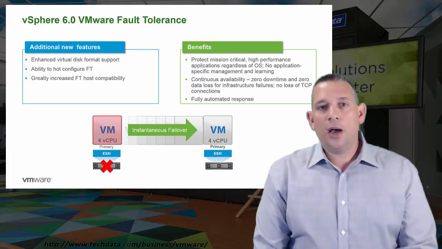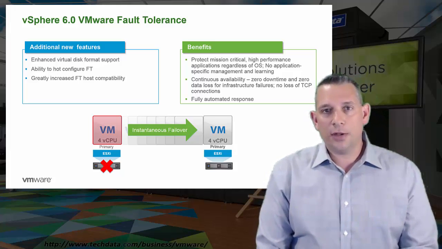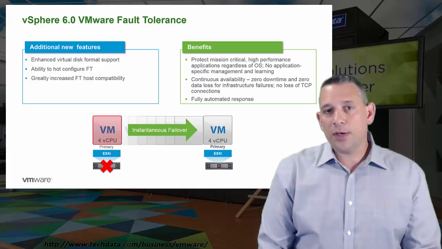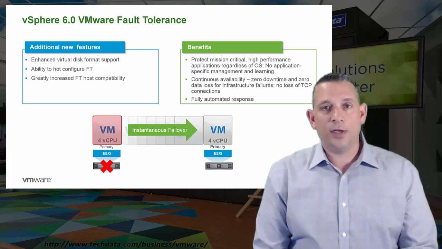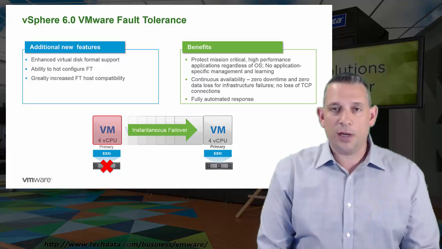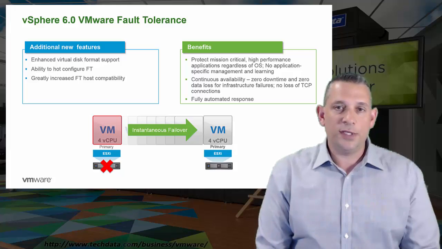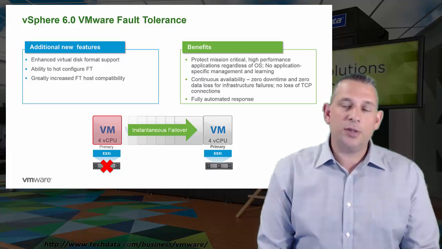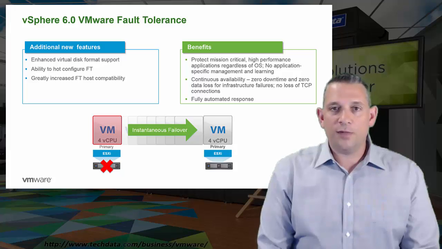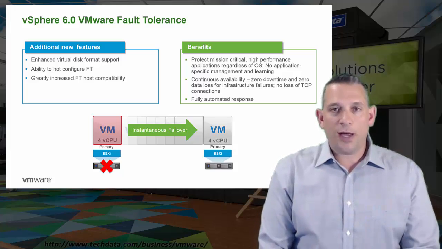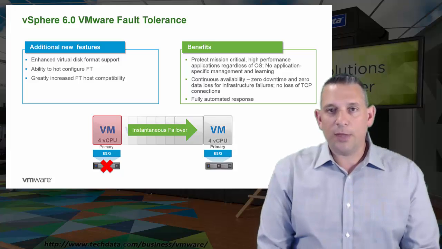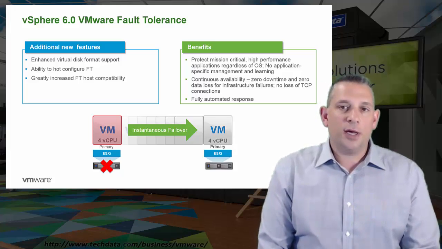Any of these critical apps, such as Exchange, SQL, all of these application servers that could not be fault tolerance protected before, we can now do, because we can protect a VM up to 4 vCPUs. Now there are some limitations to the number of VMs and virtual CPUs that you can protect within a host, so just be aware of that, look into it, and make sure that you understand that as well.